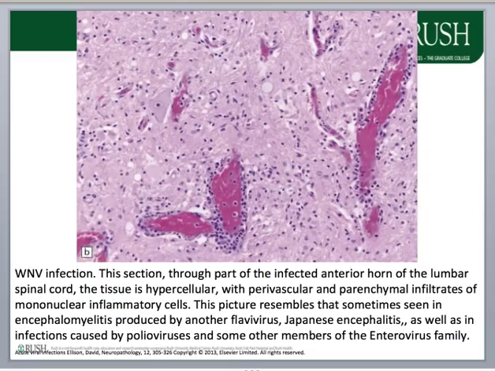This section, which is through the anterior horn of the spinal cord, shows increased cellularity of the tissue with perivascular and parenchymal infiltrates of mononuclear inflammatory cells, mostly lymphocytes. This picture resembles that sometimes seen in encephalomyelitis produced by another flavivirus, Japanese encephalitis, as well as infections caused by polioviruses and some other members of the enterovirus family. So it's nonspecific.